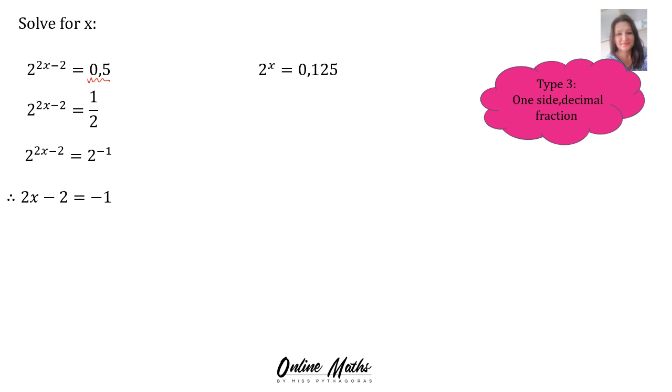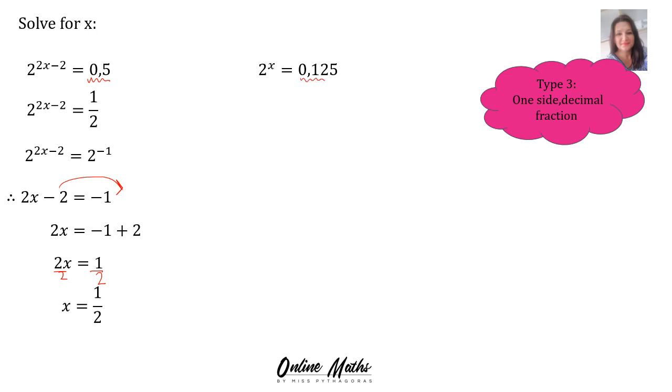And now I'm going to solve x. So the negative 2 will walk across and it becomes plus 2. 2x is equal to negative 1 plus 2 is 1. And then to solve x, divide by 2, divide by 2, x is equal to a half. In the second example, it's a type 3, one side there's a decimal fraction.